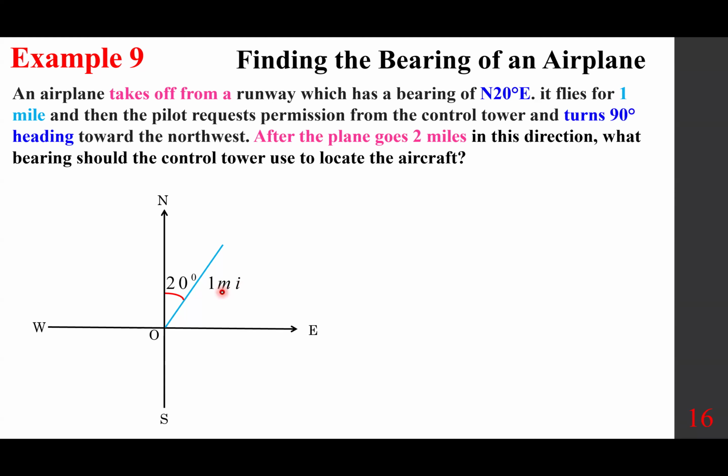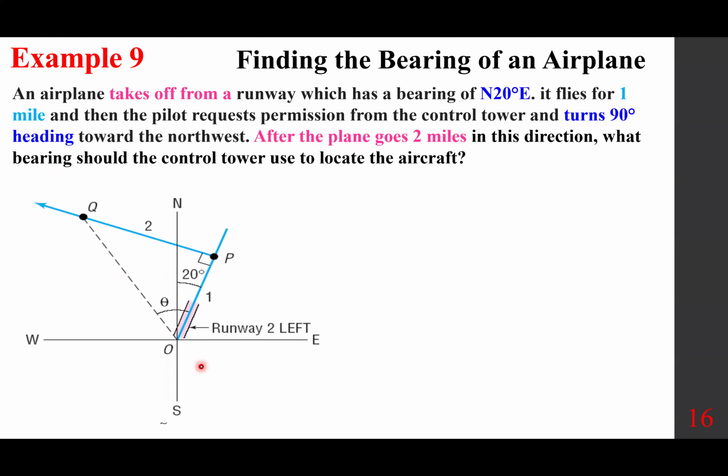1 mile. And then the pilot requests permission from the control tower and turns 90 degrees heading towards northwest. So 90 degrees, you make a 90-degree angle here, but going towards northwest, this way. And it goes for 2 miles. So it goes this way, and it goes for 2 miles. What bearing should the control tower use to locate the aircraft?